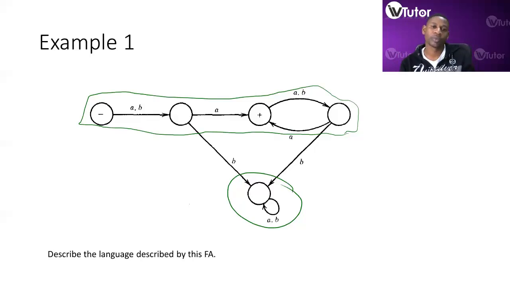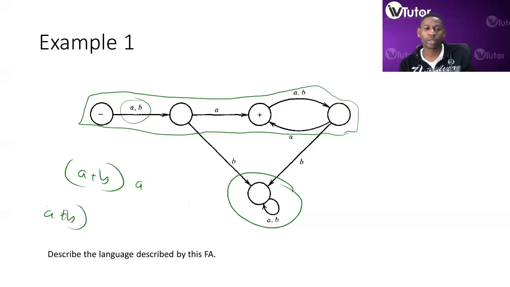So here I've got A or B, and then you need to have an A. You can go to final, or if it leaves there, it can have A or B, A. So this becomes a loop.